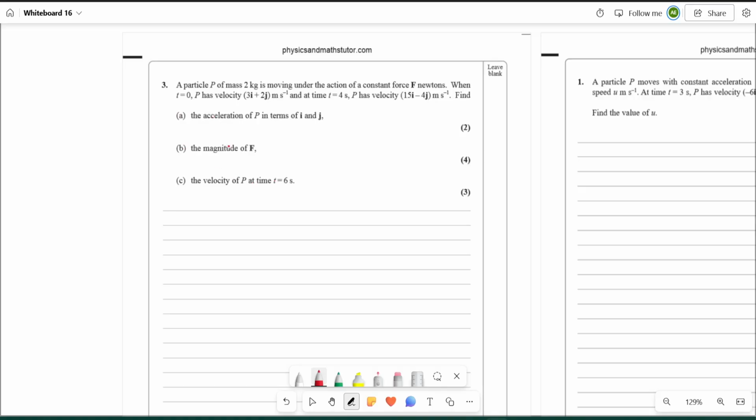And indeed the first part is asking me about the acceleration of P in terms of I and J. So acceleration, we know from the formula, is the change in velocity over time. So change in velocity is going to be the final velocity vector, which is 15I plus 4J, minus the initial velocity vector, which is 3I plus 2J, over the time it took, which is 4 seconds.